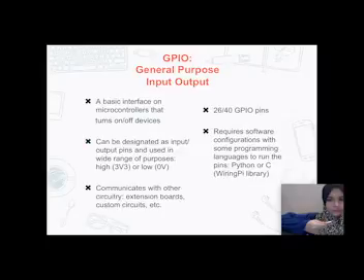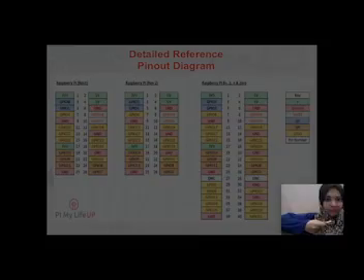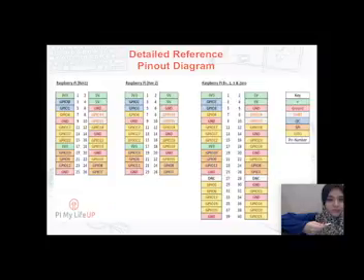The ones with 26 pins are usually the earlier versions, which is 1A and 1B, but however it is already discontinued for now, and to run these pins, software configurations and programming languages are required, such as Python or C, which uses the WiringPi library. The next one is the GPIO pinout. The left one is 26 pins and the right one is 40 pins. This is the detailed reference of the pinout diagram.